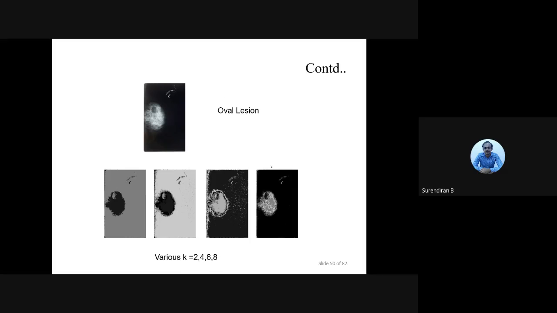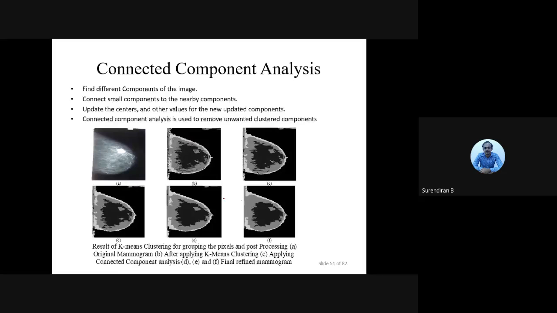After the clustering results, this is one of the results. This is the original image, and this is the clustering result. Here, this is our tumor region, which is not clearly segmented. So we used connected component analysis to group the similar nearby elements. After two to three levels of connected component analysis, you get a clear picture like this. From this, we identify the region size, and based on that, we identify the tumor area.